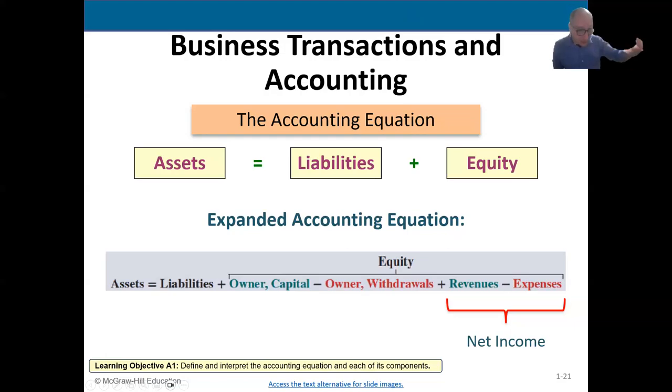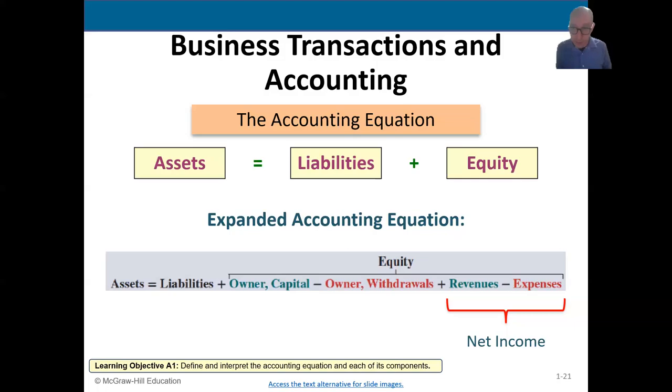Now, let me explain the equity side, and then I'll show you how it's all connected. I told you about assets, I told you about liabilities. Now I'll tell you about equity. Equity is what the owners own. This is the difference between assets and liabilities. In other words, you can rewrite the accounting equation to be assets minus liabilities equals equity. Equity is the difference between the assets and the liabilities.